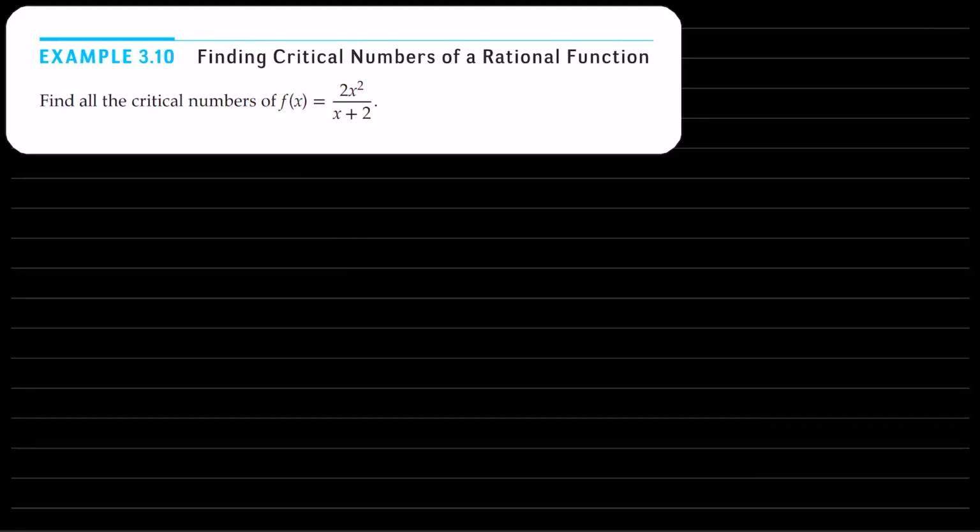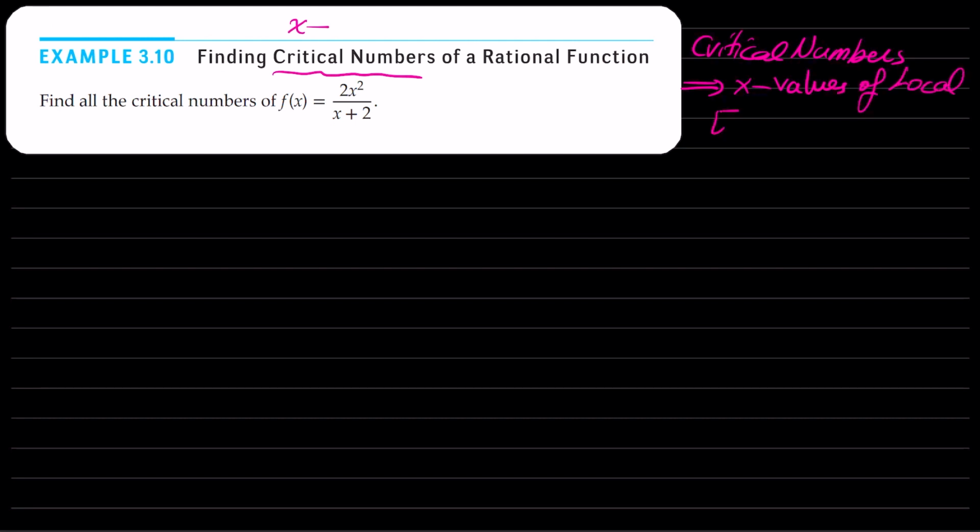Now find the critical number of the irrational. As we said at the beginning, in order to find the critical numbers, which are the x values of local extrema, the maximum or minimum, we find them by setting the derivative equal to 0. So let's start finding the derivative.